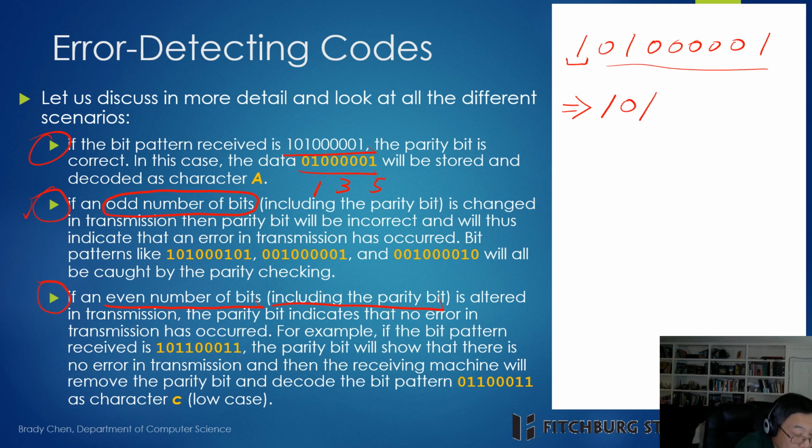Let me actually use, let's say, 0 0 1 0 1 1. So these 2 bits are transmitted wrong. Now, if we use odd parity checking, we count the number of ones, and it's odd. So based on the parity checking, we're going to accept this as a correct result, and remove the parity bit and take this as the result.